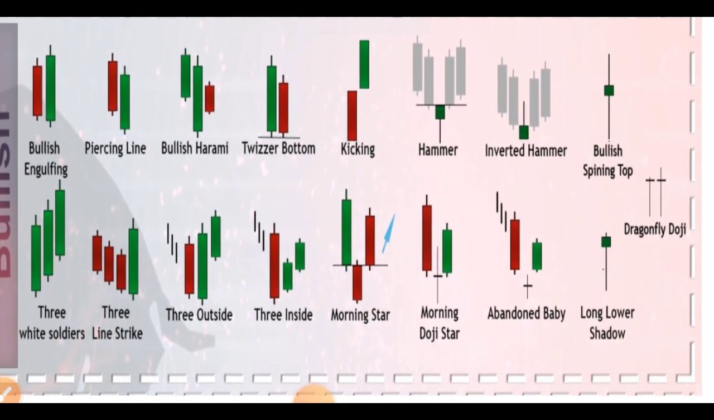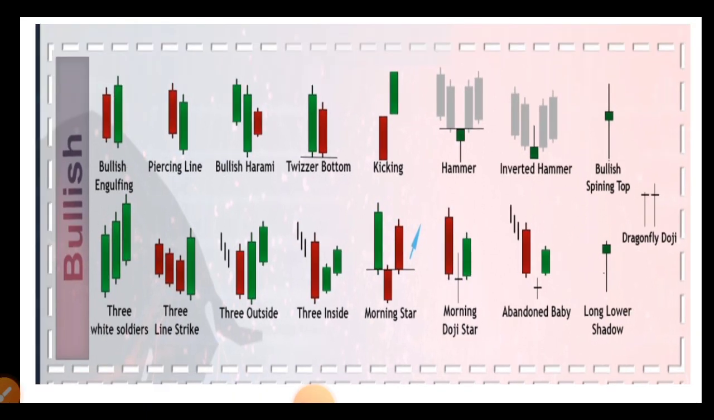So, summary: we have the bullish engulfing, the piercing line, bullish harami, tweezer bottom, kicking, hammer, inverted hammer, bullish spinning top, three white soldiers, three line strike, three outside, three inside, morning star, morning doji star, abandoned baby, long lower shadow, and the dragonfly doji. So these are the candlestick patterns for bullish. You can also use them for bearish, the inverse way.